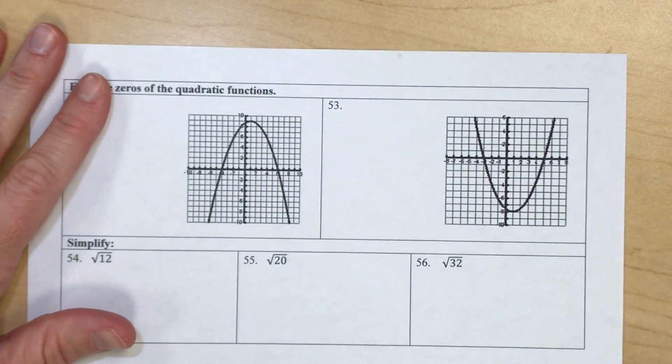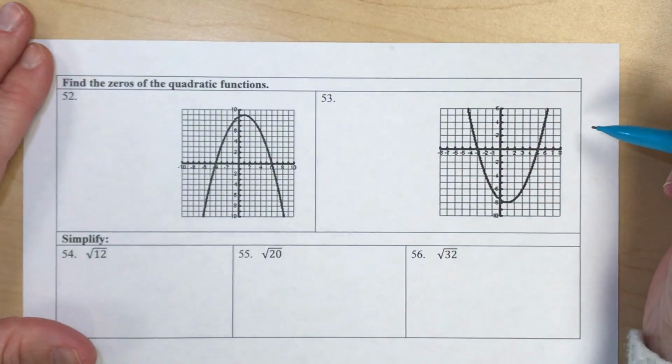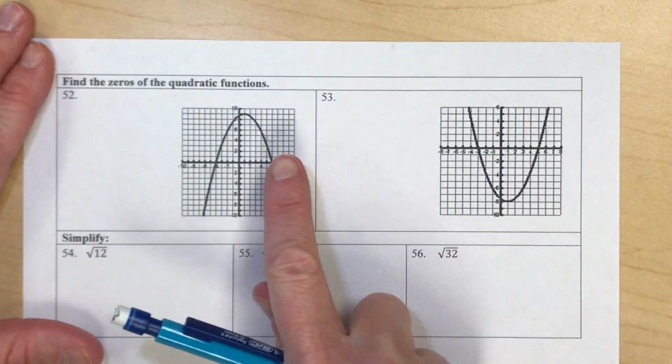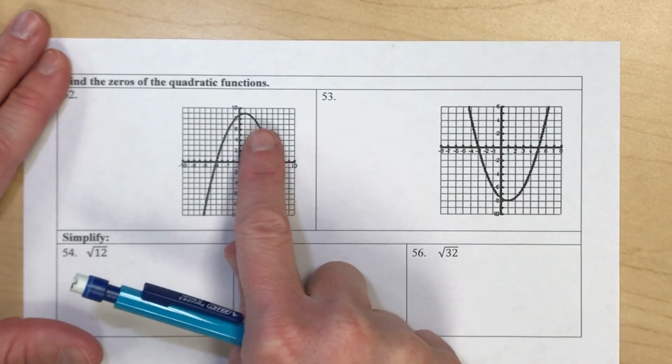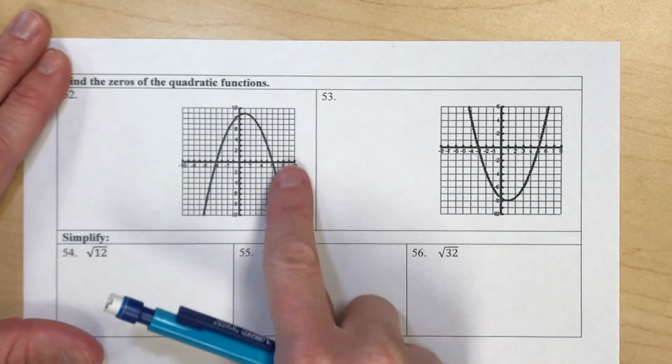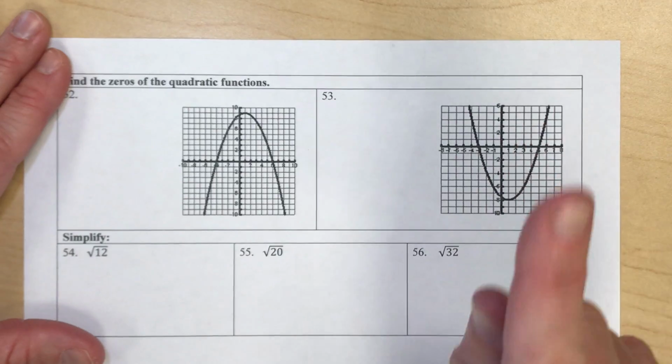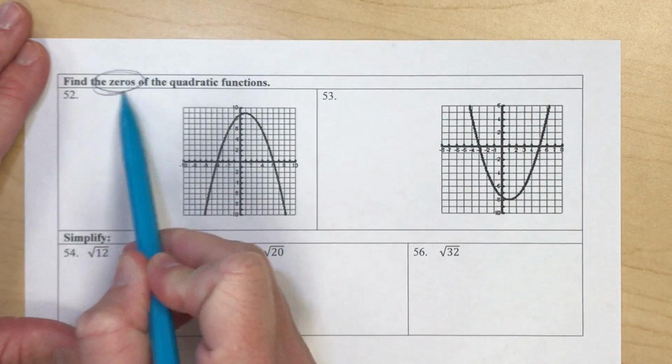This is our final video for our review packet to study for your final exam for Algebra 1. Now, one of the questions you're going to see on the final will look very similar to this. You're going to see a quadratic equation graphed, very much like what you see here. And what you're going to be asked to do is find what is called the zeros of your function.